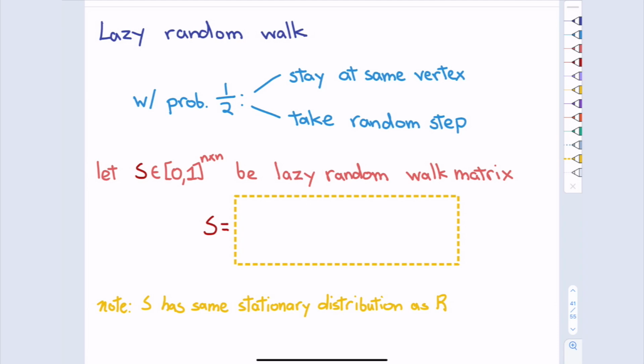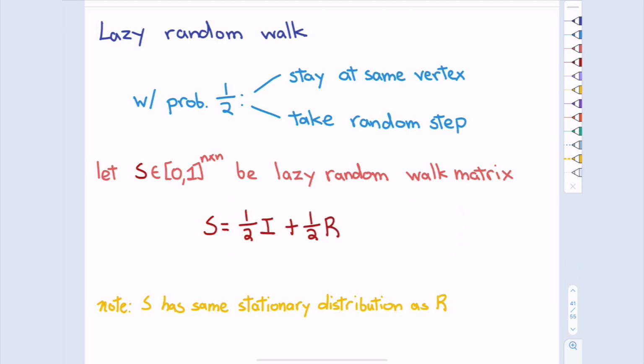Why is that convenient? So in terms of matrix notation, S is equal to 1/2 times the identity, because half the time I stay there, plus 1/2 times R, because half the time I use R. Okay. All right, fine. It's going to have the same stationary distribution, of course. That won't change. Now, how does the lazy random walk help this question from before of trying to increase the minimum eigenvalue?